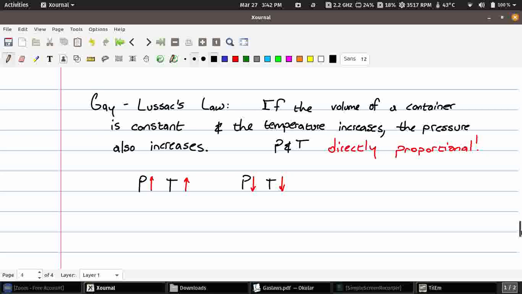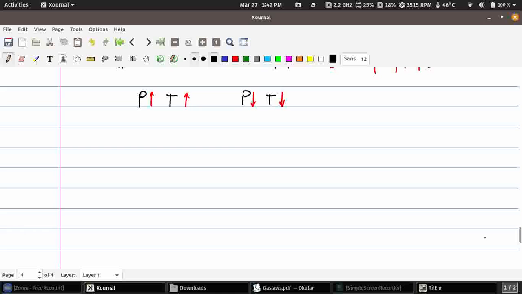Oh, one more thing. Temperature, just like in Charles's law, must be in kelvins, or you'll get a wrong answer.